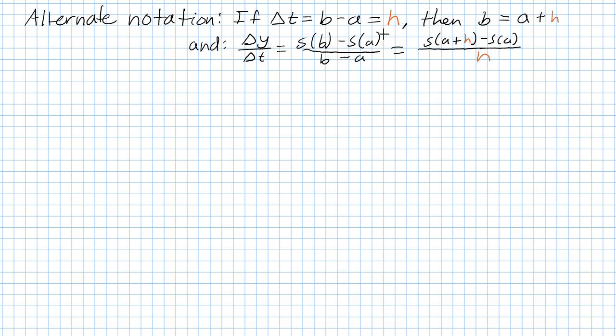And then if you just add a to both sides of this, you move it over here, you get b is the same thing as a plus h. So then you can write this average velocity with this h notation like so. You replace the b with a plus h and replace the b minus a with h. And this makes sense maybe if we think of a number line here. I'll just try to draw a little graph.